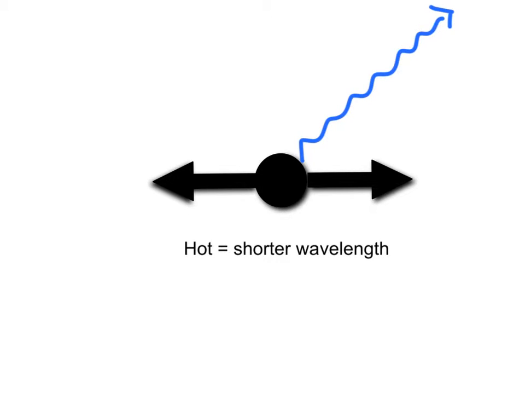This diagram is meant to represent an atom in a hot object. It's vibrating very, very rapidly. Therefore, the frequency of the electromagnetic radiation given off is very high, and therefore the wavelength is short. So hotter objects radiate shorter wavelengths.